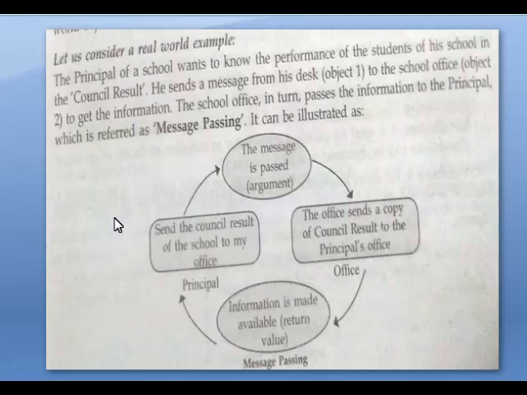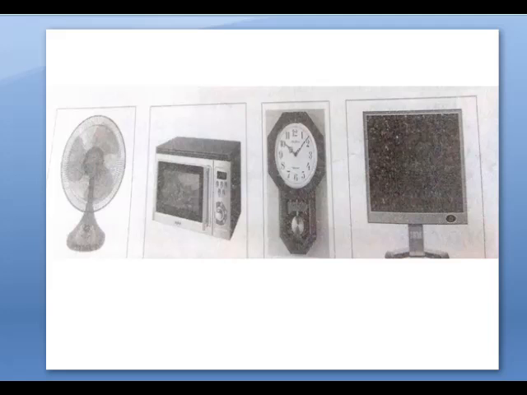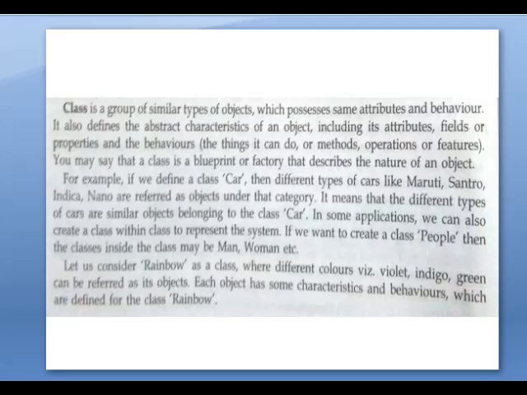Okay, students. Here are some pictures of real world objects. The first one is a fan, the second one is a microwave oven, the third one is a clock, and the fourth one is a monitor. So these are the objects. These objects have some characteristics and behaviors.